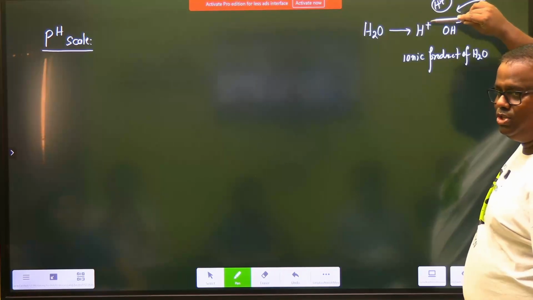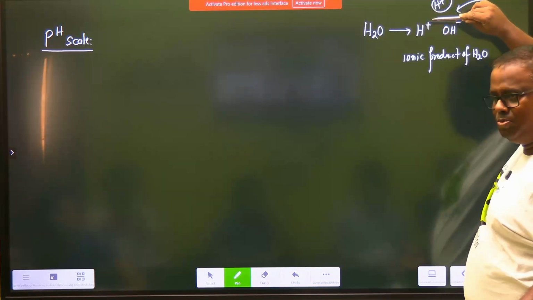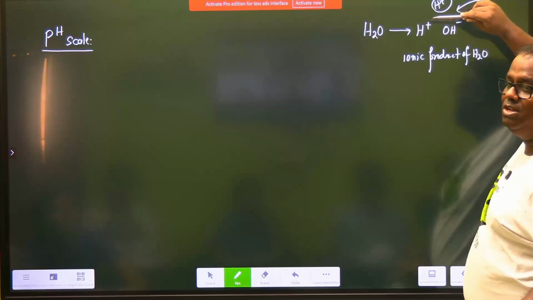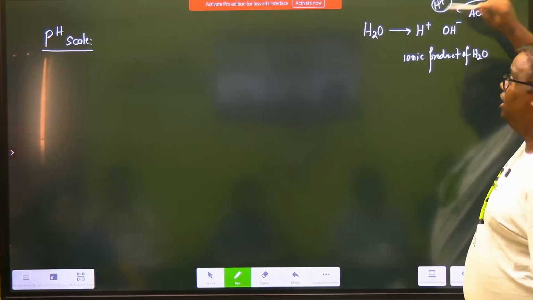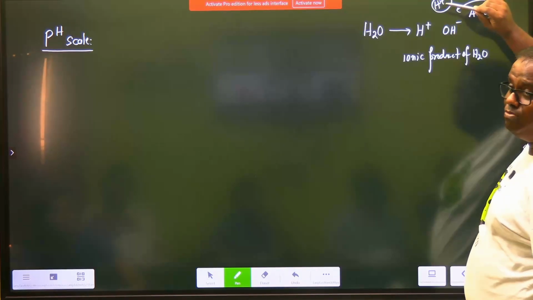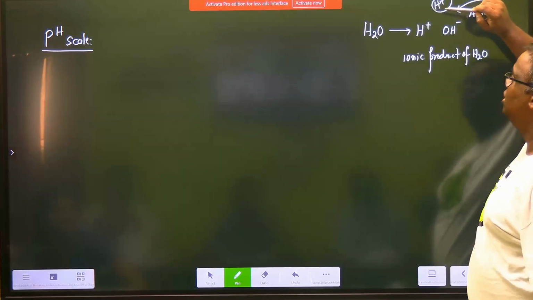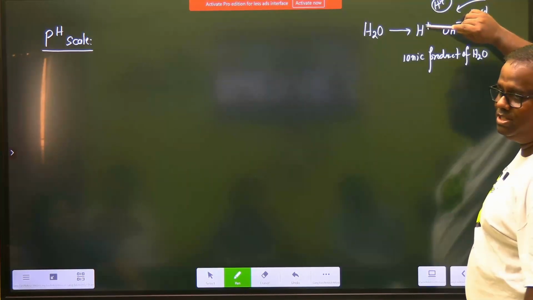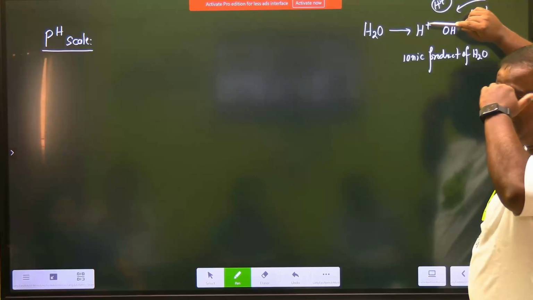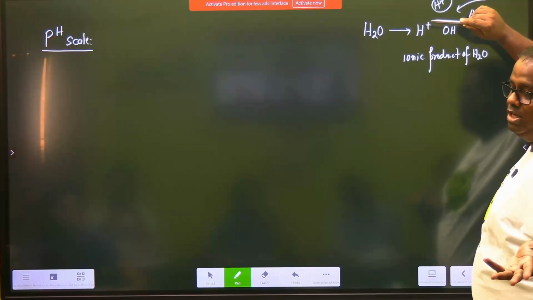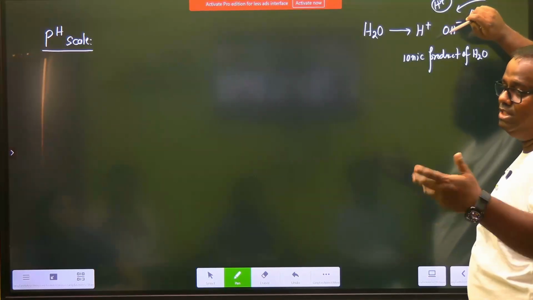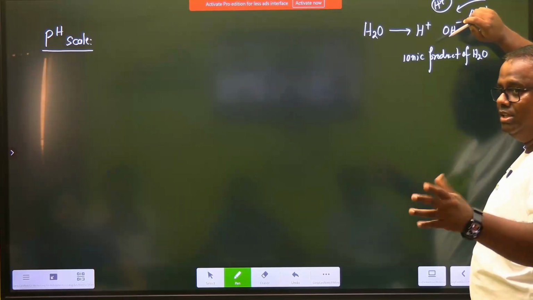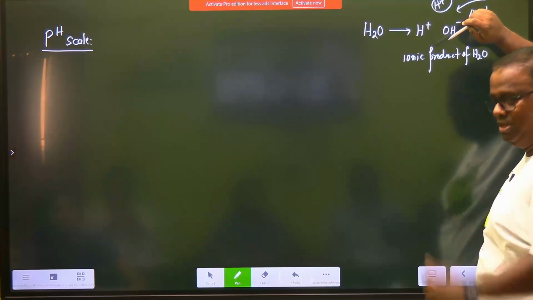So what does the solution have more in excess? H plus. It has turned acidic. If you bring a base, a base comes with a bag full of OH minus. Those OH minus will actually eat up this H plus, leaving the solution with plenty of OH minus. So that's how you turn a solution acidic or basic. Have you understood? That's how we turn a solution acidic or basic.